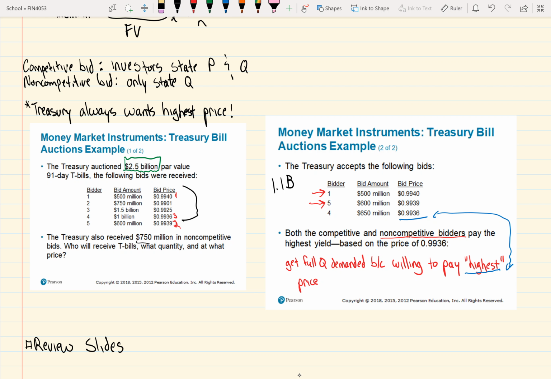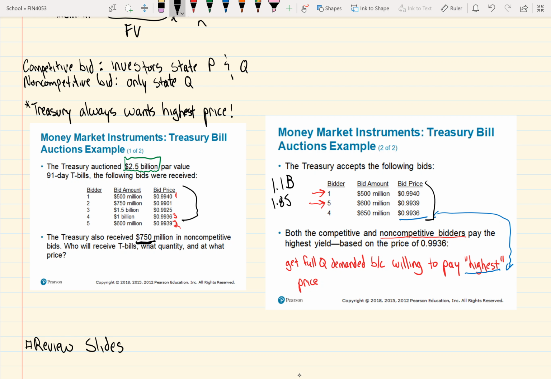So what's happening here is, since they have 1.4 billion left after bidders 1 and 5, then it goes all to the non-competitive bidder. So that's another 750 million. You add that up to the 1.1 billion, that's 1.85 billion. And that's not shown in the list here. That's just shown here. So now they're up to 1.85 billion. And again, the important part here is that because they issued a non-competitive bid, they get first dibs, essentially, at the lowest of the high prices that are accepted.